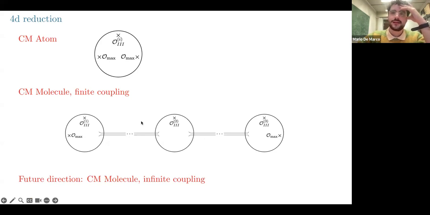The interesting bit is that this is not the most interesting theory that we can get from circle reduction from 5D, because it's not the theory corresponding to the interacting fixed point in 5D.